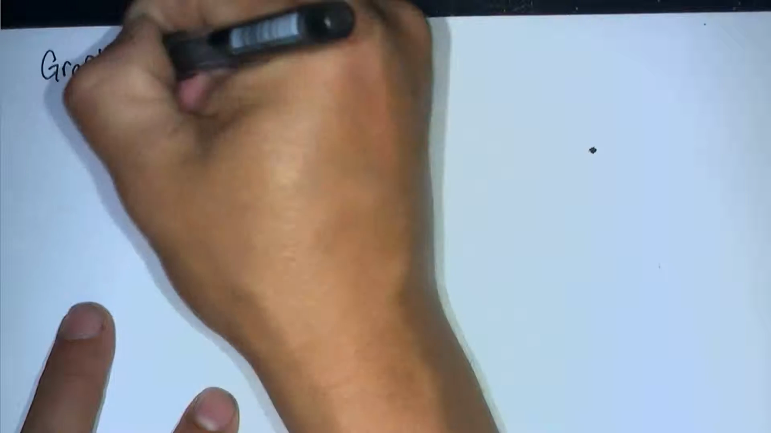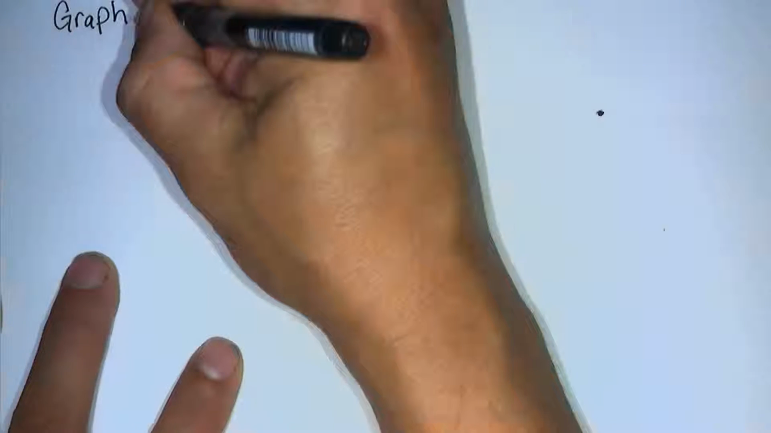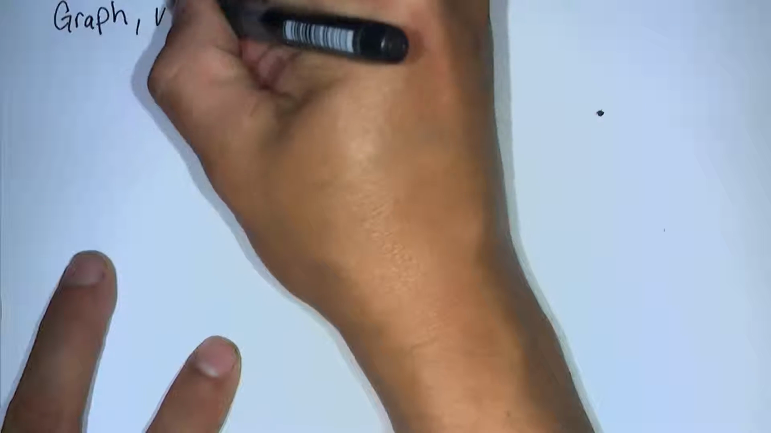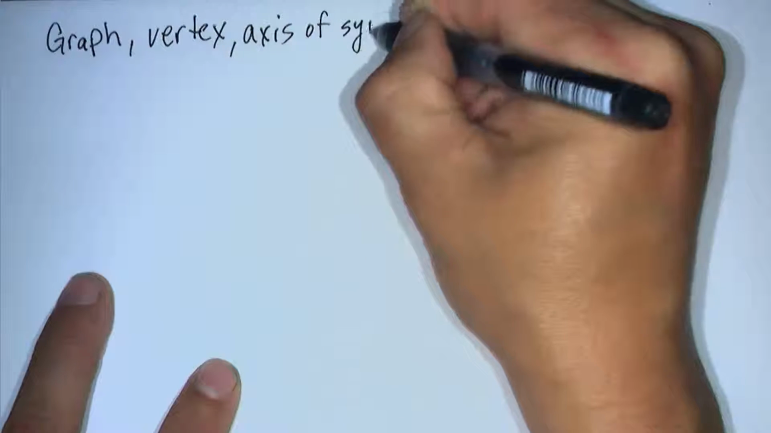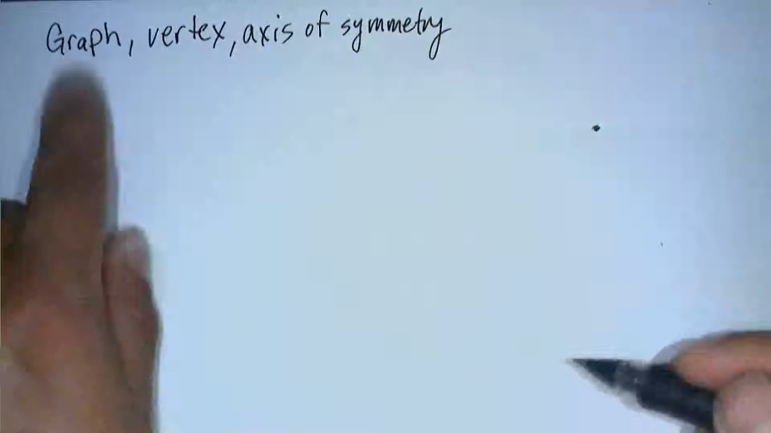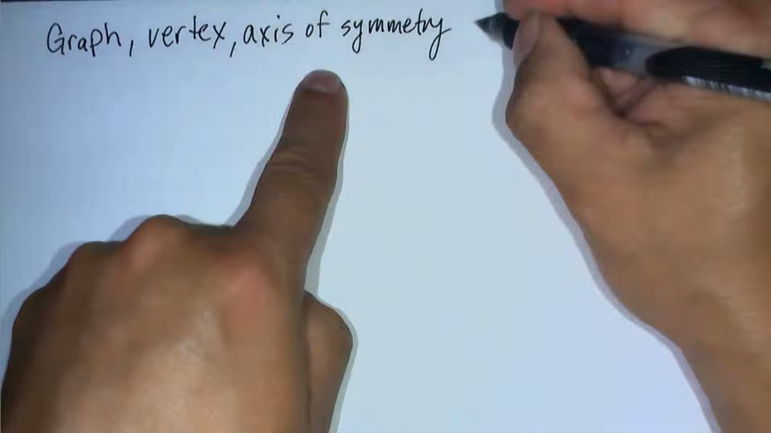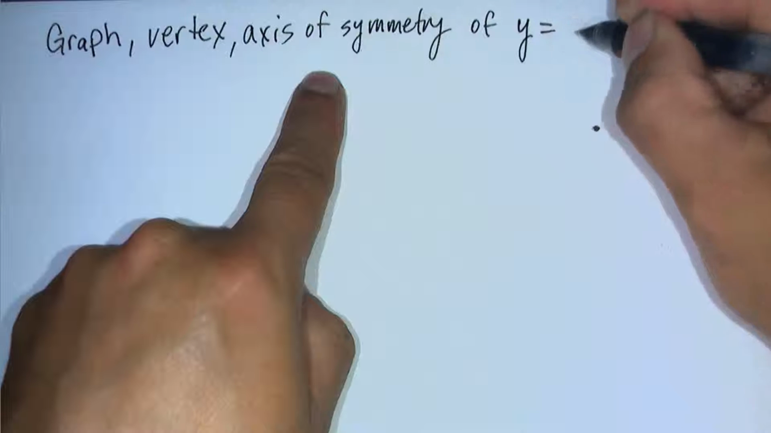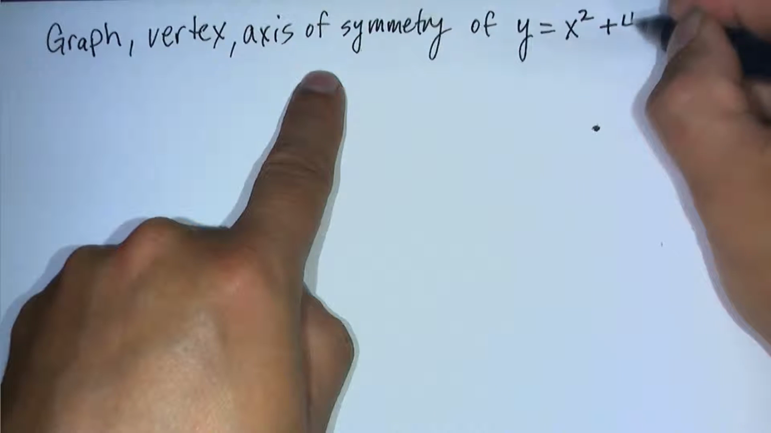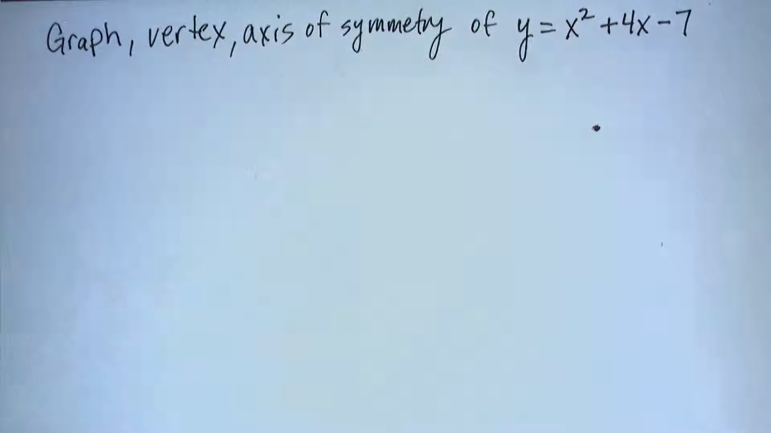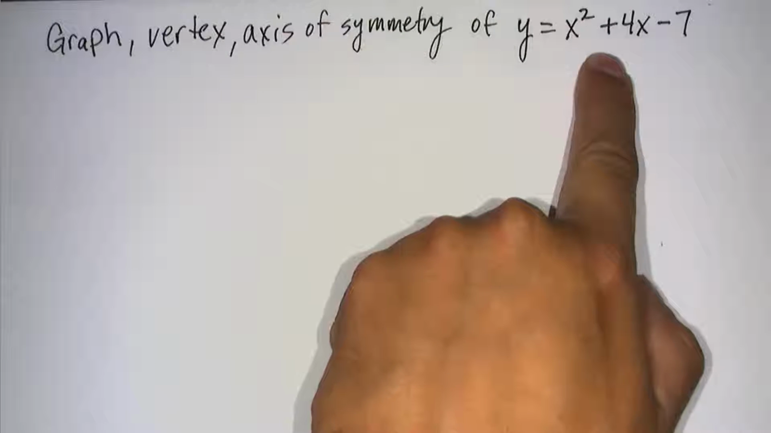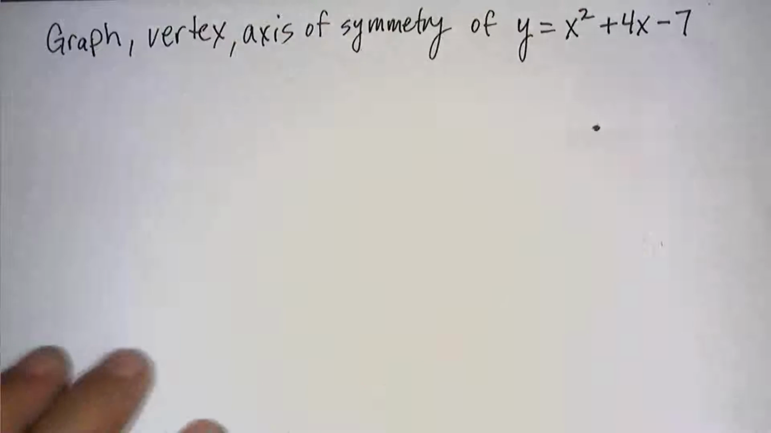Okay, so let's look at an example. We're going to graph, and I'm going to use the calculator to graph, but I really want to describe the graph. Graph, find the vertex and the axis of symmetry of the parabola y equals x squared plus 4x minus 7. Okay, this is not in standard form, so we need to do what's called complete the square.